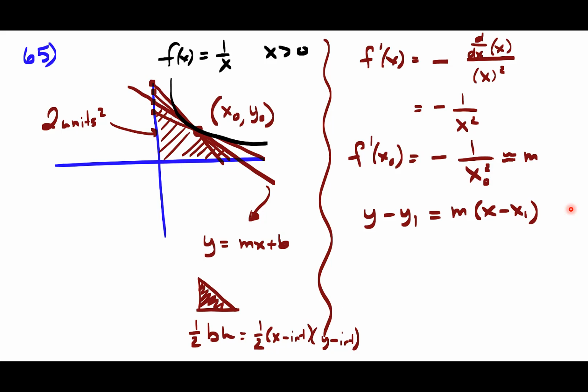So let's plug in our points. This y and this x are variables. The m we just figured out right now. And the point that we're going to plug in is right here. Let's go with it. So y minus y naught is equal to negative 1 over x naught squared, times x minus x naught. And we have to make it into this form right here.